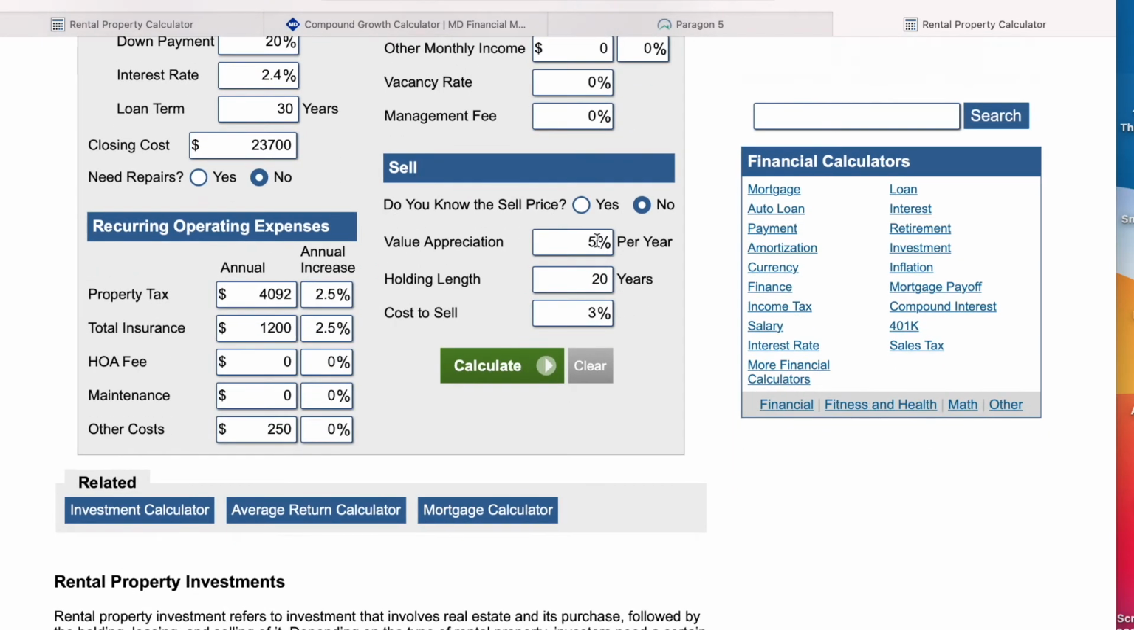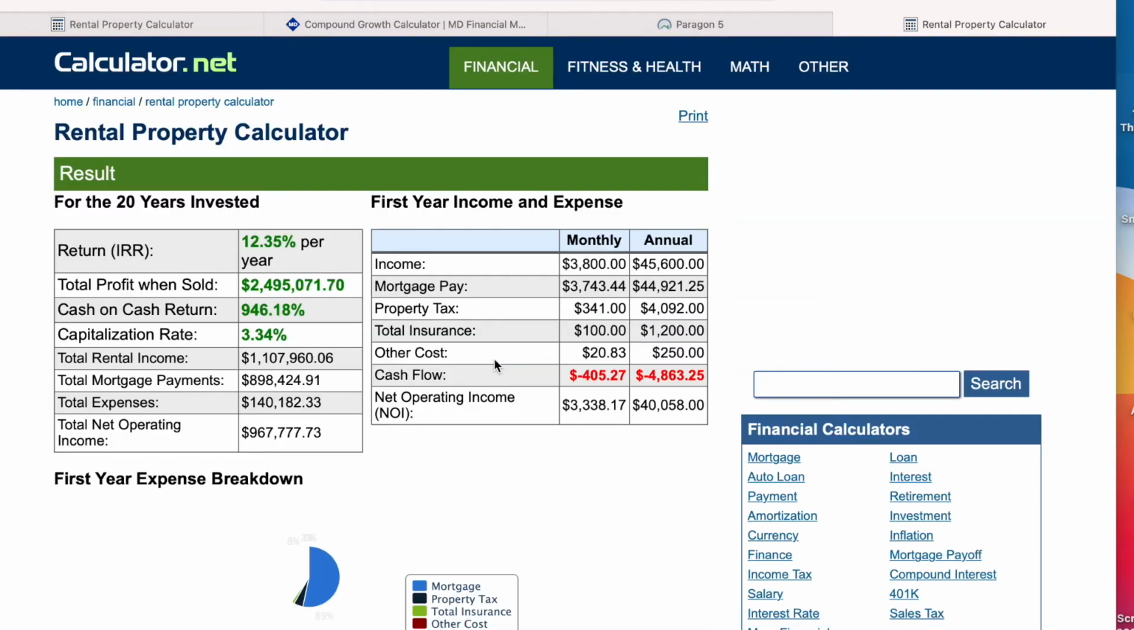Now, when we sell it, we don't know when we're going to sell it. Let's say we're going to wait 20 years. That's how long we'll hold. We'll give about 5% per year appreciation. And then the fee to sell, buyer's agent, seller's agent, could probably be about 3%. So let's go ahead and calculate.